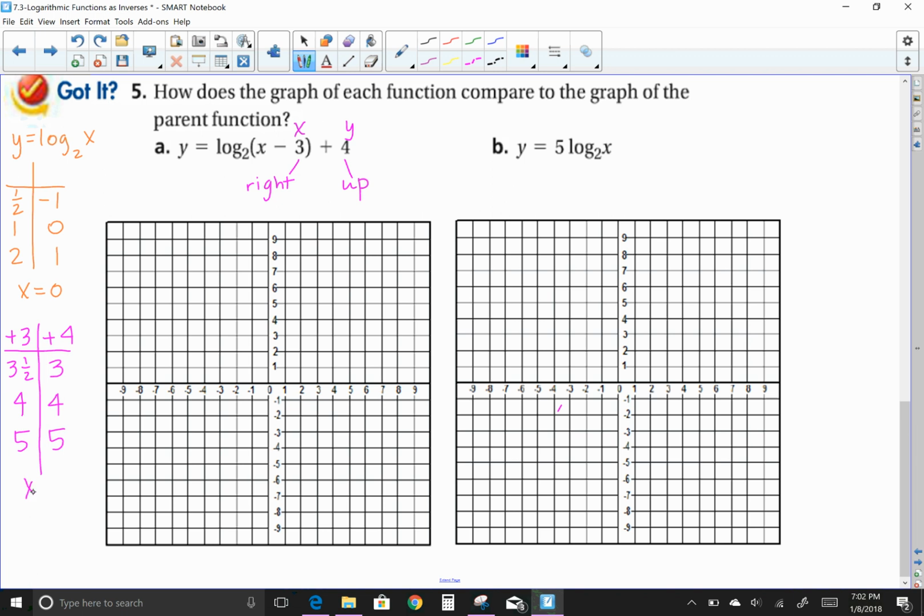Now my asymptote. My asymptote is x equals. So what did I do to each x value? I added 3. 0 plus 3 is 3. So that is my new asymptote, and that is, of course, where we always start our graphing.